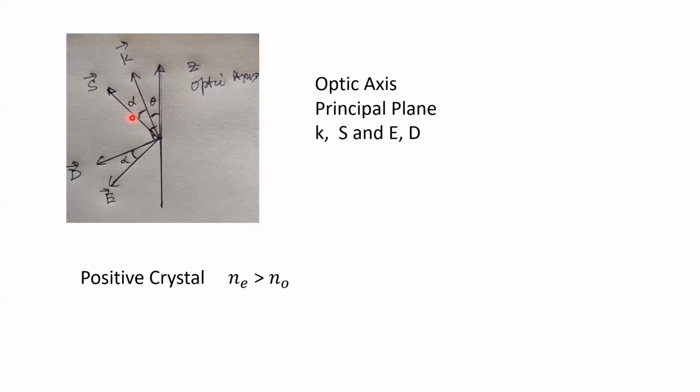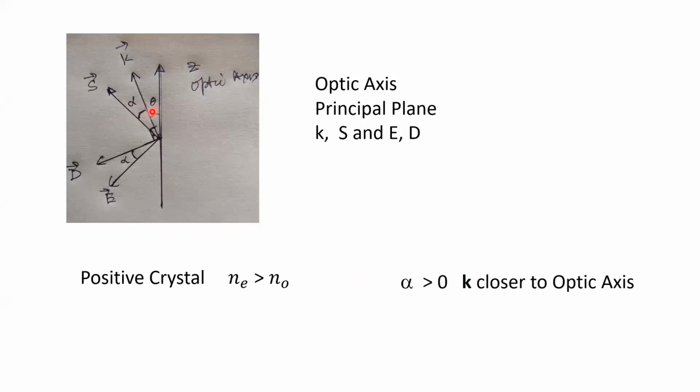Now, there are two kinds of crystals, positive crystal and negative crystal. For the positive crystal, the refractive index n_e, which is c divided by V_e, is greater than n_o. Or, reversed, V_e is less than V_o. Those crystals are called positive crystals. And for positive crystals, alpha is greater than 0.